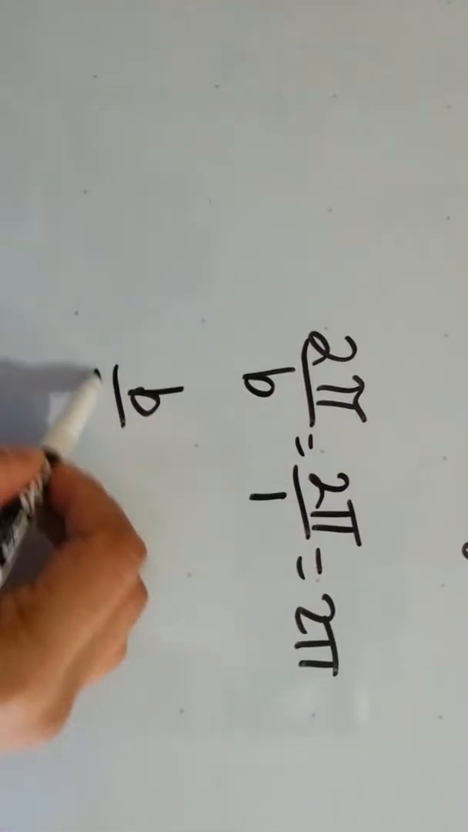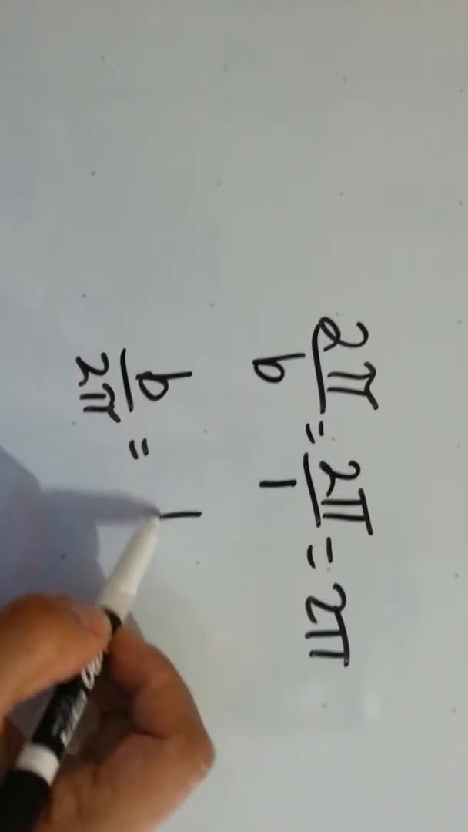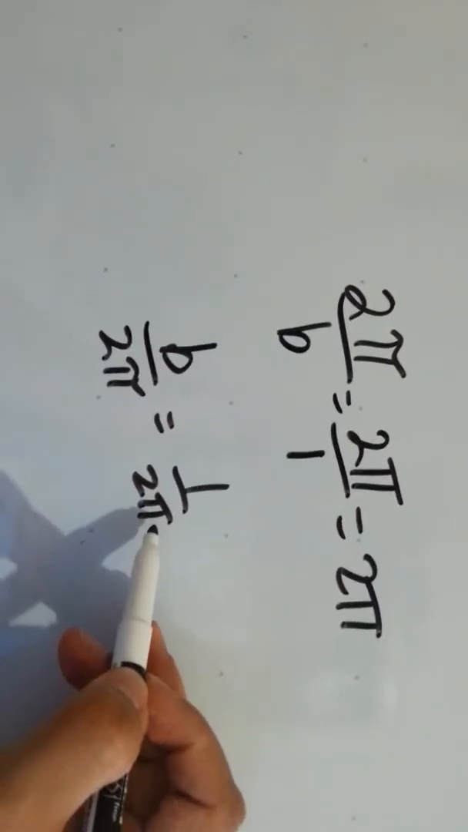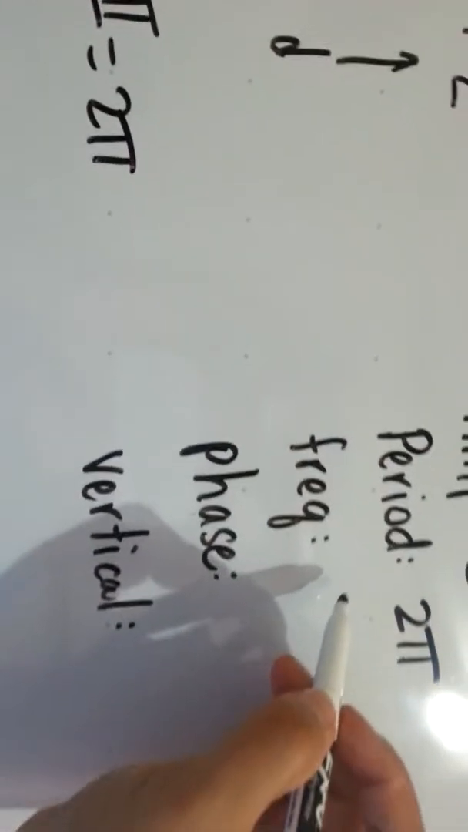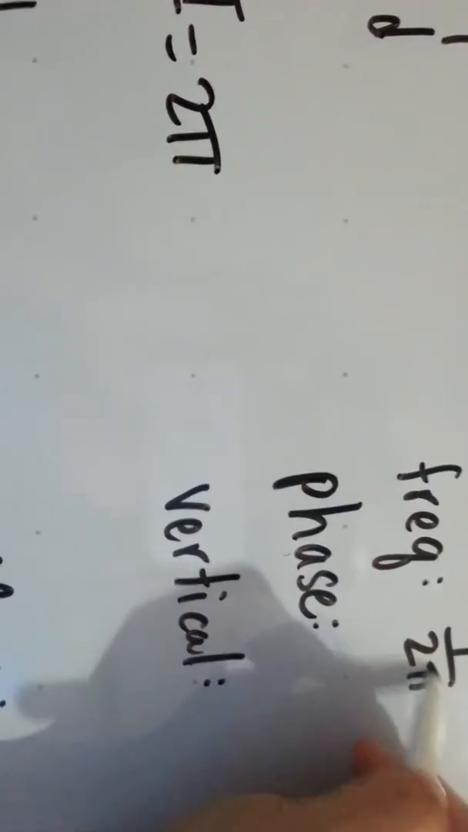Frequency is B over 2 pi, so 1 over 2 pi. Remember, pi goes in the denominator. So frequency is 1 over 2 pi.